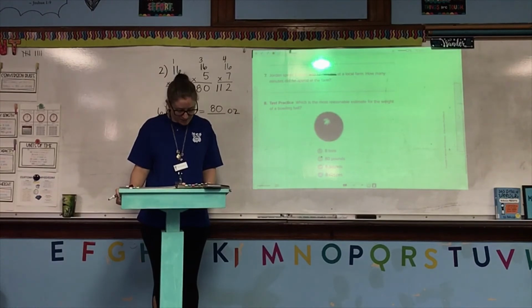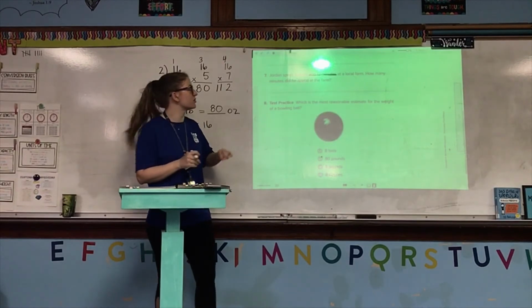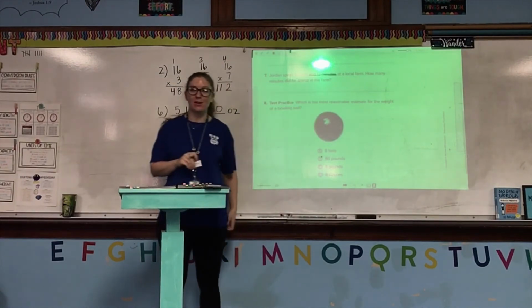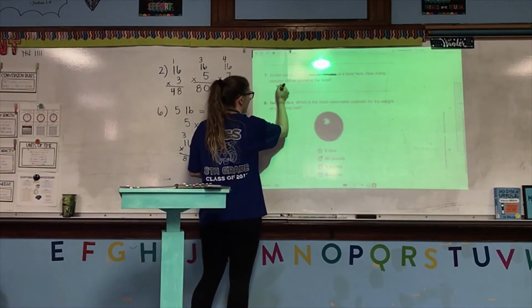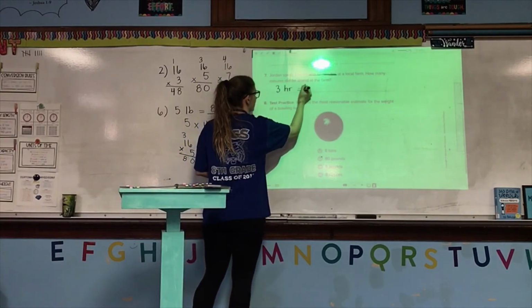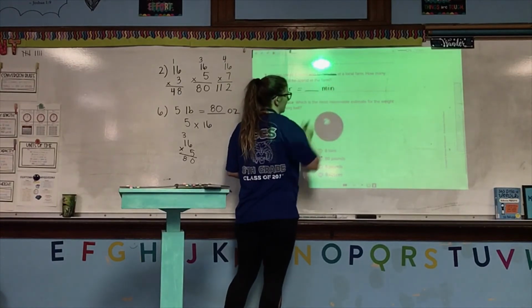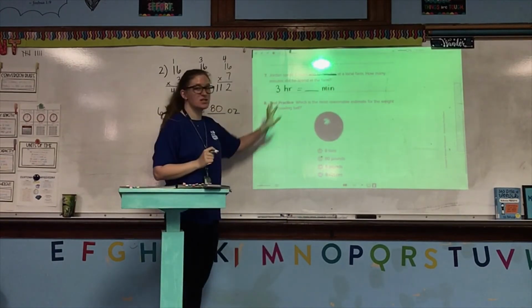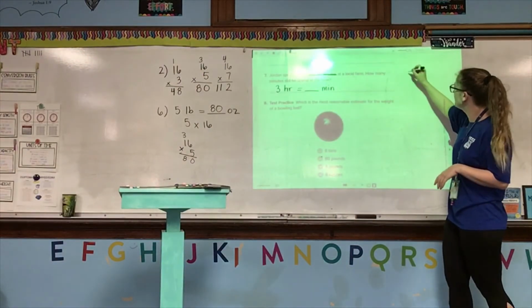Number 7 says, Jordan spent 3 hours at a local farm. How many minutes did he spend at the farm? So what we're doing is just a straight conversion, no extra steps. There was an extra step in the new version of the book, but you didn't have to do that. So you had to say 3 hours is equal to how many minutes? And now to solve that, you needed to go to your separate sheet of paper. I'm going to do it over here because I don't have any room over there.